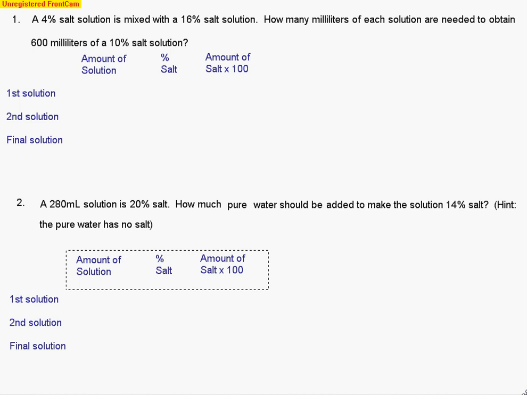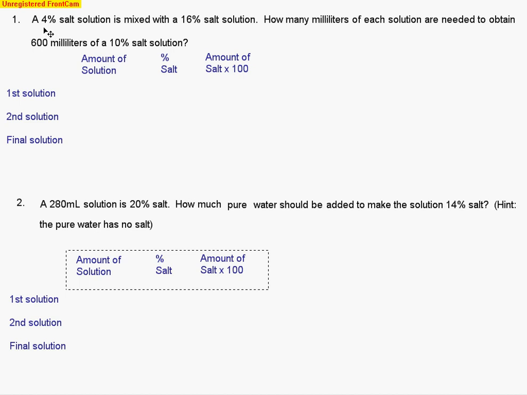Today we are going to solve mixture problems, and the way I like to solve mixture problems is set them up in a chart to start with, and then from there we can get an equation from the information in the chart. So we'll start with the amount of solution in the first solution that we have.